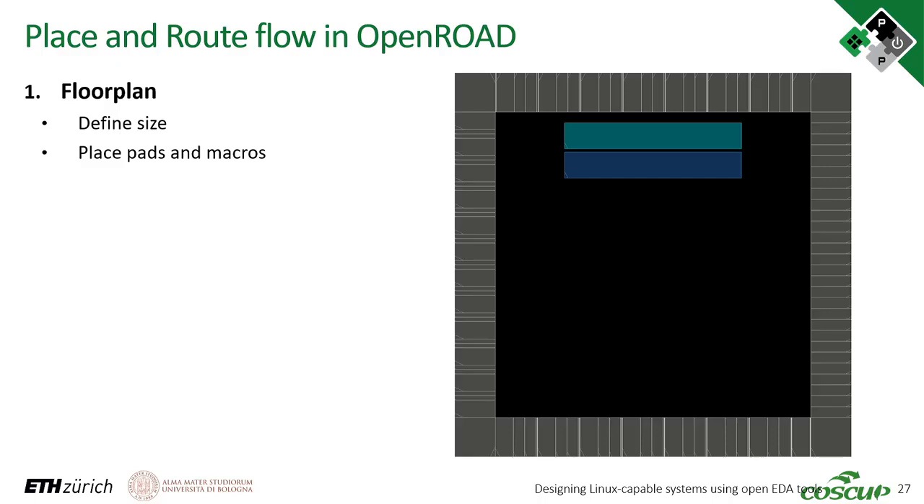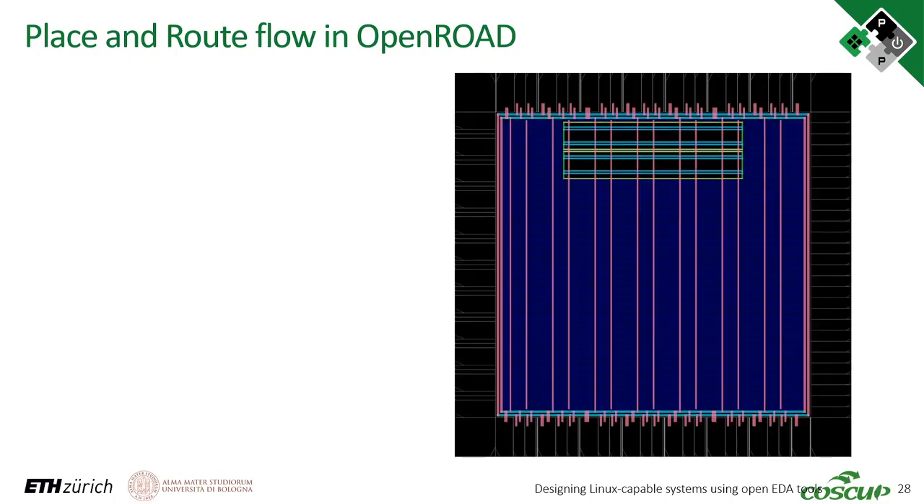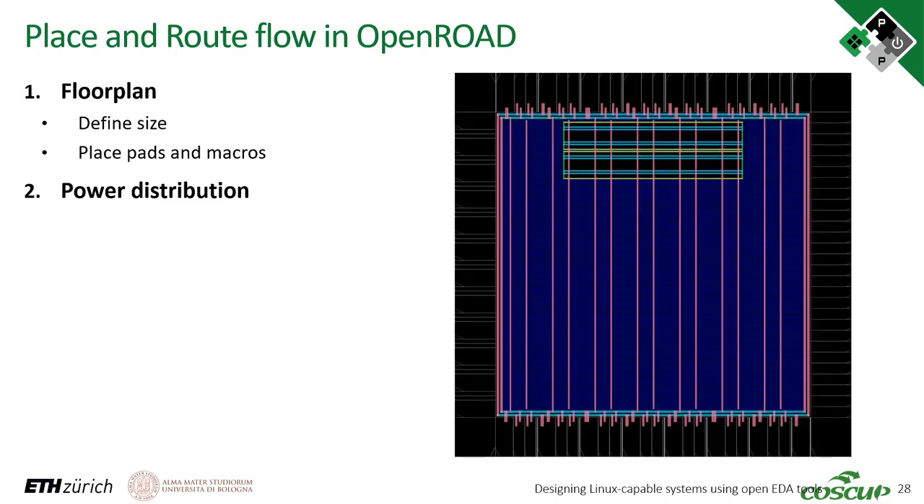Here on the outside, we want our pads, so we can actually connect it to the real world. And we have some macros. Here are SRAMs, and we actually need to place them somewhere on our chip. The next step is to plan our power distribution. So we tell it the positive power rail should be here, the negative power rail should be here. So you connect the macros like this and so on.